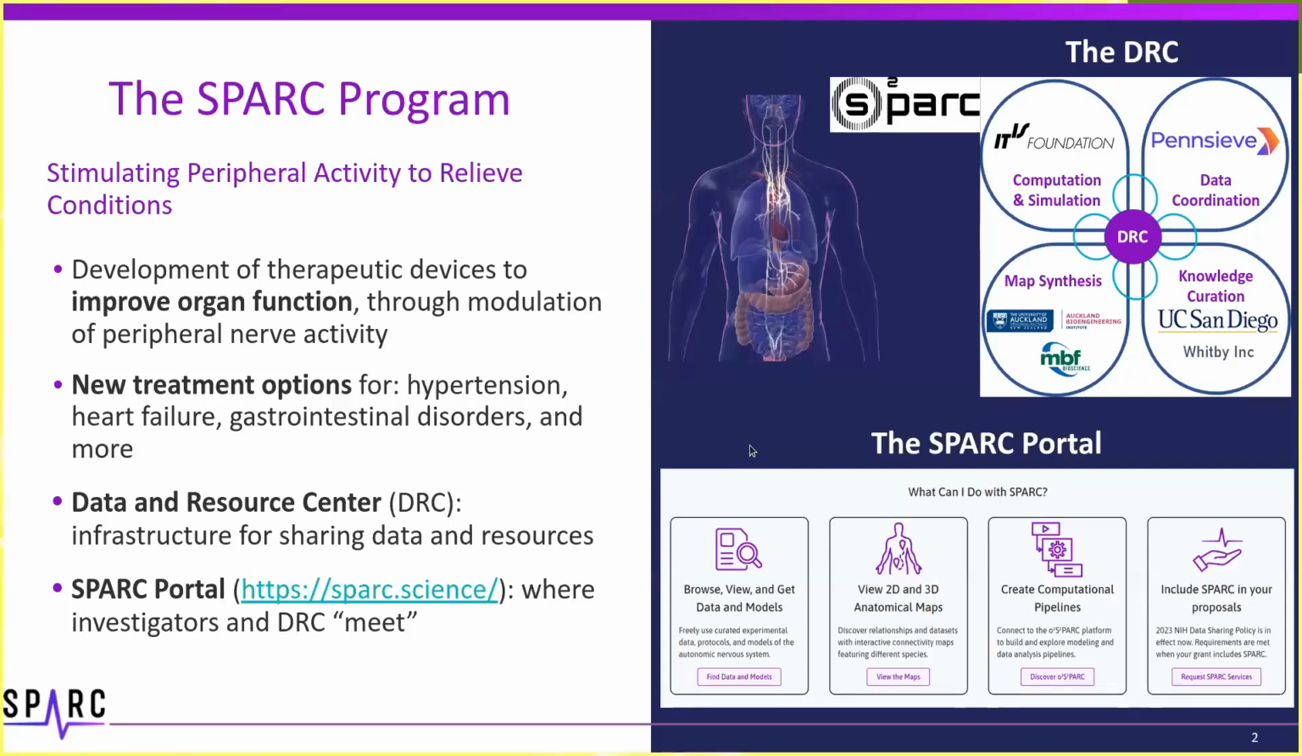So first of all, for those of you who are not familiar with the Spark program, the Spark program is funded by the NIH Common Fund. And the main goal is to develop therapeutic devices to improve organ function through modulation of peripheral nerve activity. This is a promising treatment option for all diseases that have to do with the autonomous nervous system, such as hypertension, gastrointestinal disorders, and much more.